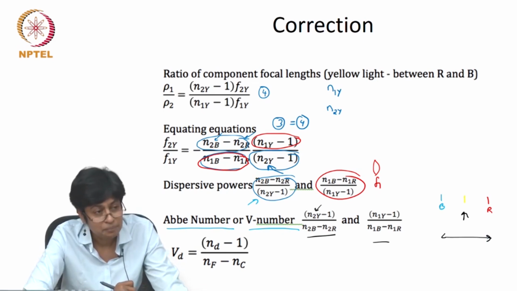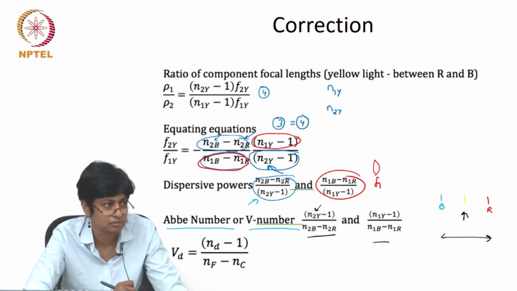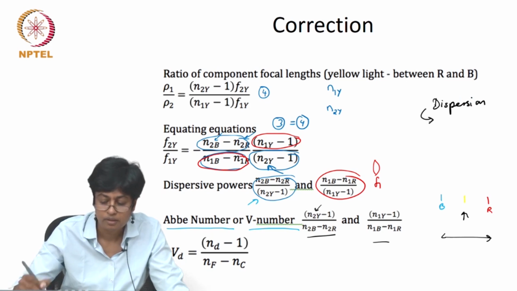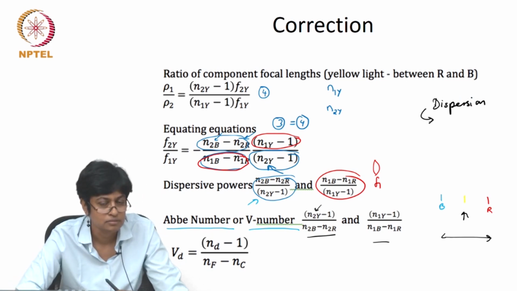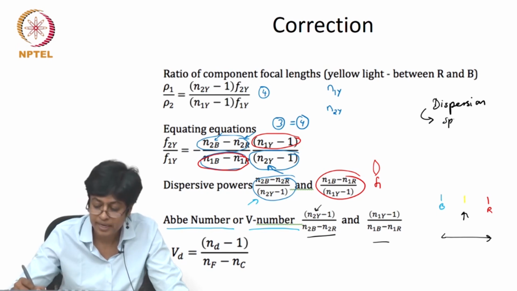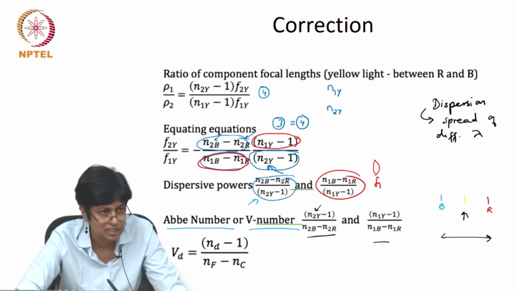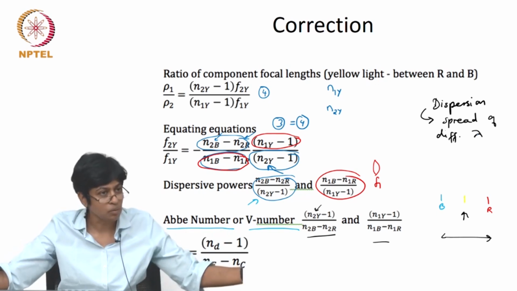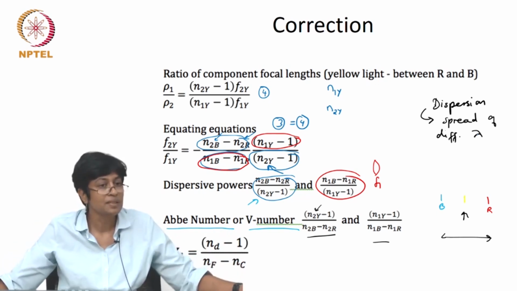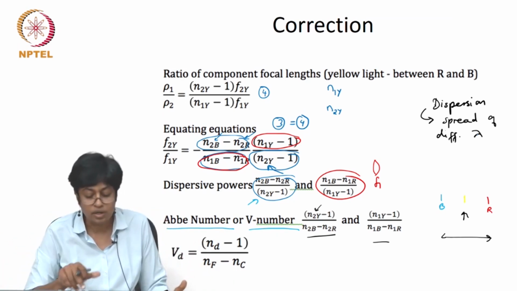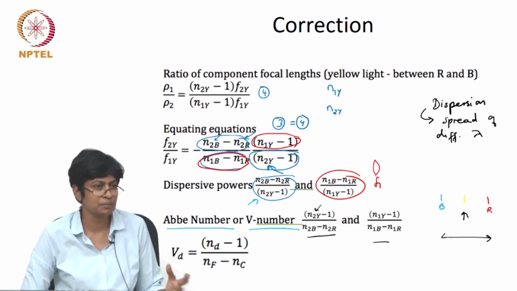Now, if I wanted a material with less dispersion, right? What is dispersion? It's the spread of different wavelengths. Right? When will I have less chromatic aberration? I'm going to have less chromatic aberration if the wavelengths don't spread out. The less those wavelengths spread out, the better for me. So I want a material with less dispersion. What kind of V number should I have? A large V number or a small V number?